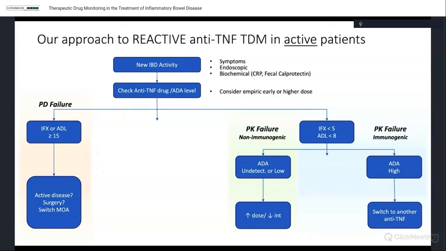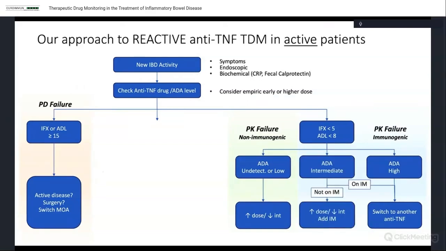And for anti-TNFs, I would recommend using a concomitant immune modulator with the second drug to prevent the development of antibodies again. Now, once again, we could get an intermediate anti-drug antibody result. Again, this depends on your assay and knowing your assay. And if a patient's not on an immune modulator, this may be an opportunity to add an immune modulator as well as increase the dose or decrease the interval.